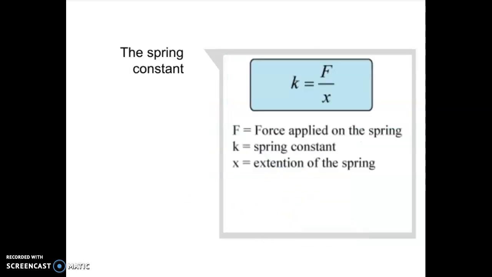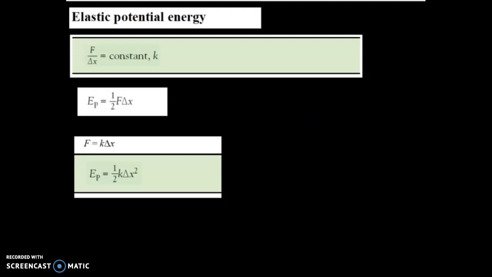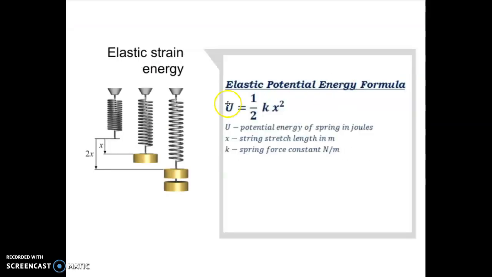Let's have a look at the equations. The spring constant k is equal to force over extension, and it's best worked out as a slope. The elastic potential energy, the energy stored, is equal to the area under the graph. The final equation that we get is a half kx squared. Let's have a look at how you can derive this expression.